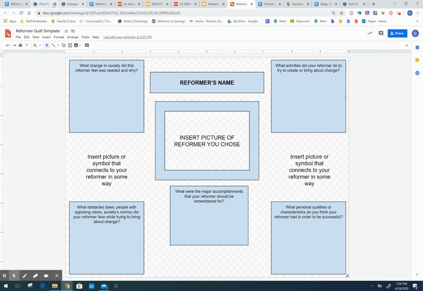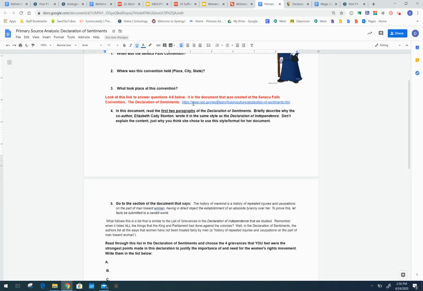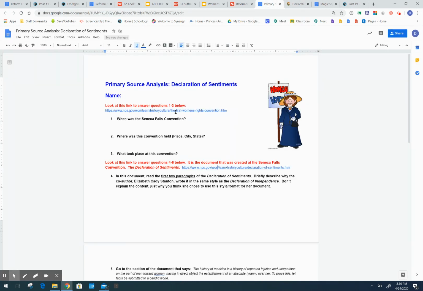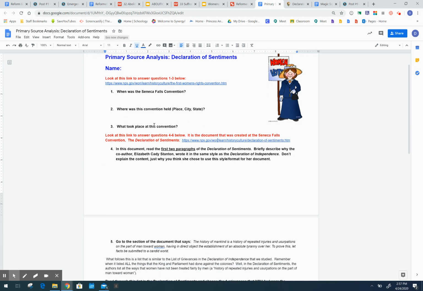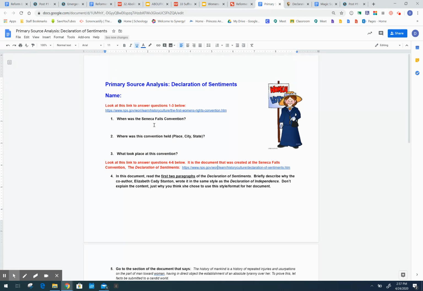The other choice that you were given is a primary source analysis. So that looks like this when you open it up. And I've provided several links that you will use to find your information. And you're simply going to be answering some questions that force you to analyze that primary source. This one, the source is the Declaration of Sentiments.